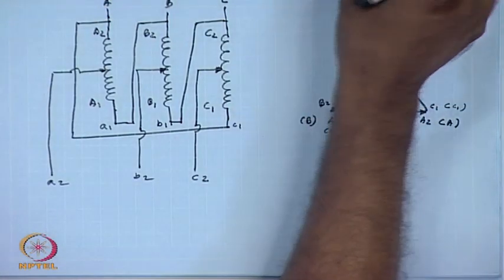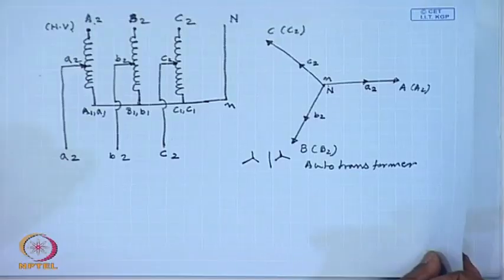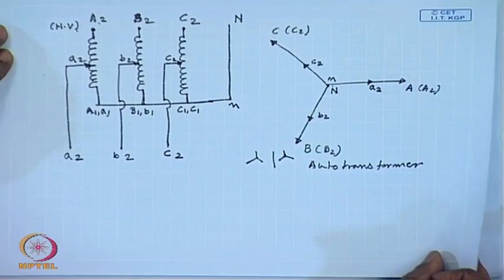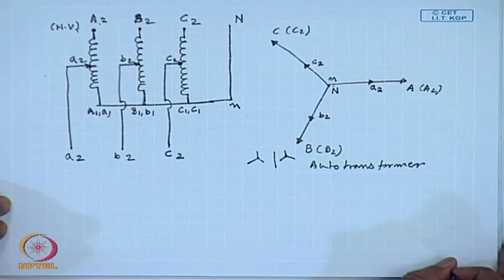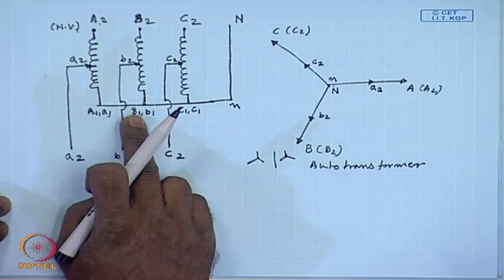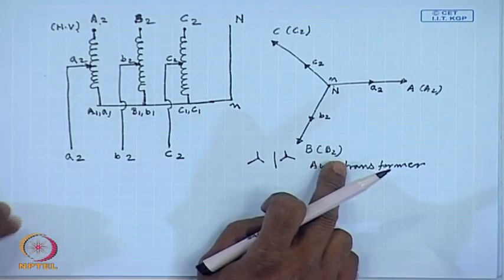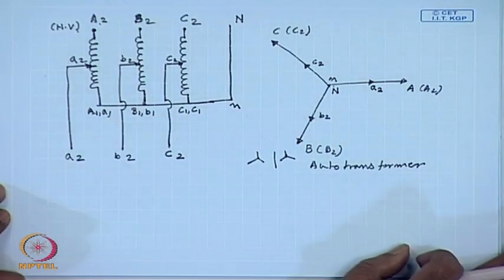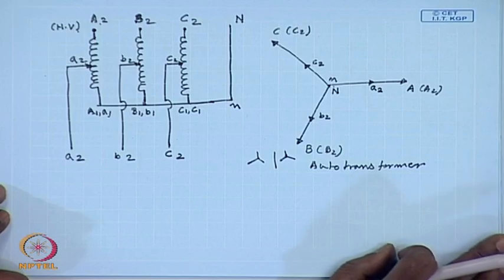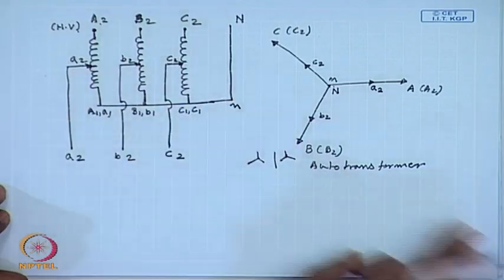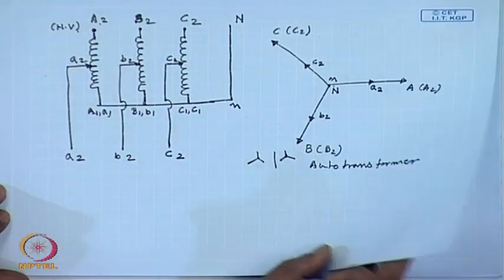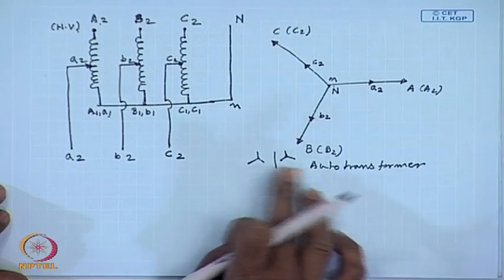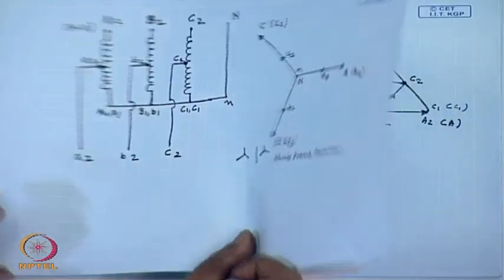Now, when we compare the line to neutral voltage phasors, we see that in a star connected 3-phase auto transformer, the angle between the line to neutral phasors is 0 irrespective of the position of this tapping. So, this is always a star 0 degree connection.